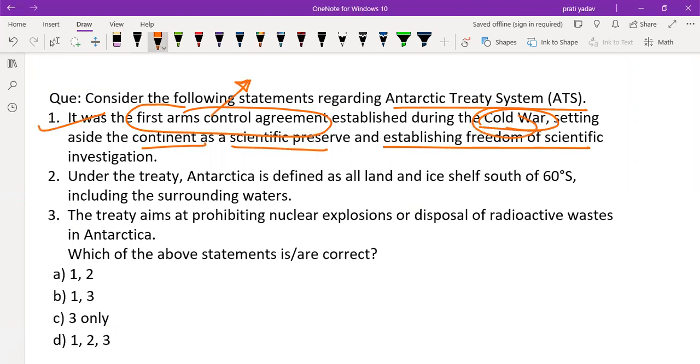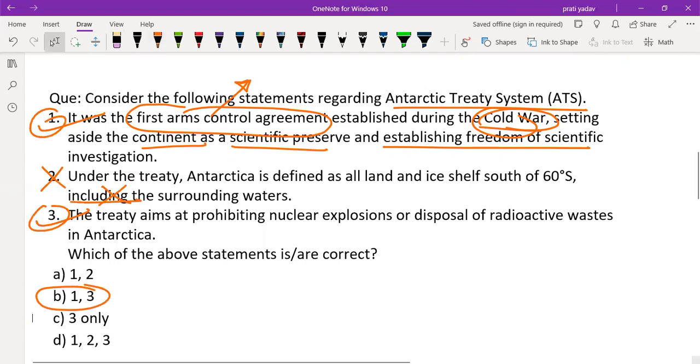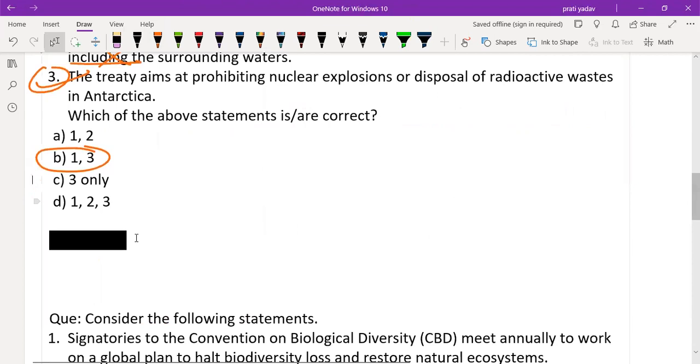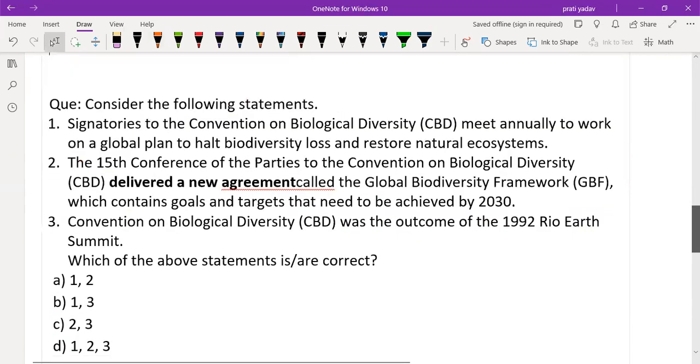Under the treaty, Antarctica is defined as all land and ice shelf south of 60 degrees south, including the surrounding water. No, it does not include the surrounding water. This one is wrong. The treaty aimed at preventing nuclear explosion or disposal of radioactive waste in the area. 1 is correct, 3 is correct. That means option B is correct. Let's check if we are on the right path. Option B is correct. That means we are on the right path. Now let's move on to the next question.